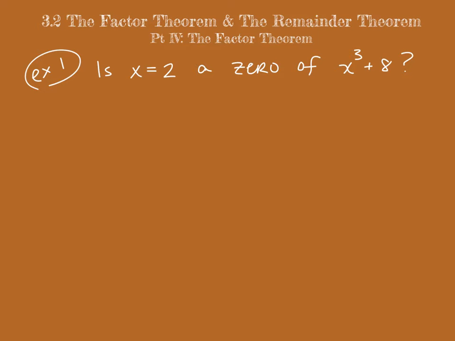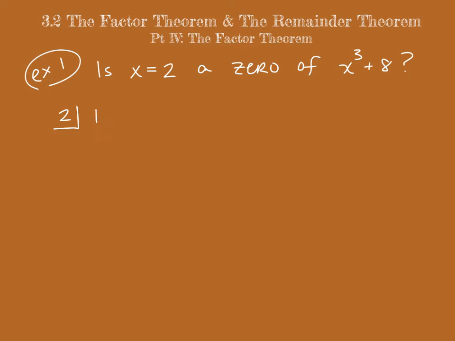All right, in our first example, we want to know, is x equals 2 a 0 of this polynomial, x cubed plus 8? Well, if you plugged in 2 here, we don't get a 0 out. But we can kind of prove this. We can see this using the remainder theorem. So I'm just going to double check and use the remainder theorem.